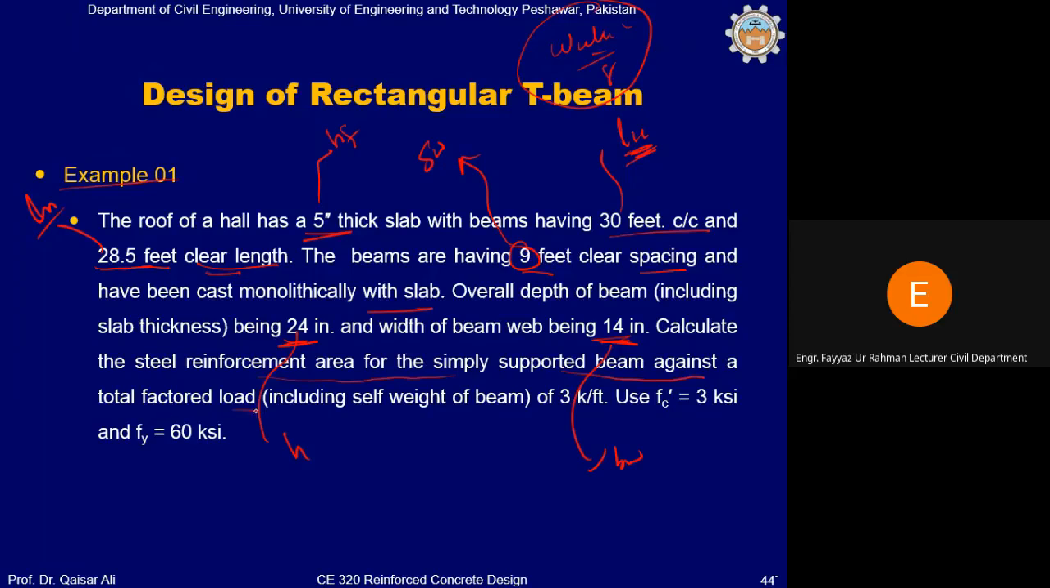against a total factored load including self weight of 3 kip per foot। तो already इसमें self weight भी include है and total factored load is given, so it means that this 3 kip per foot is WU, the factored load, so you don't need to multiply 1.2, 1.6 load factor etc. The final factored value is given to you, 3 kip per foot। FC prime is 3 KSI and FY 60 KSI। Clear? Yes, sir.